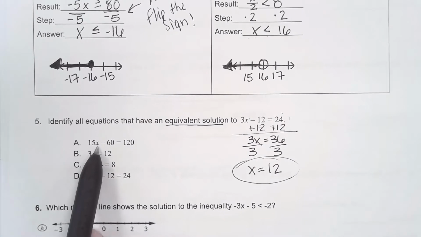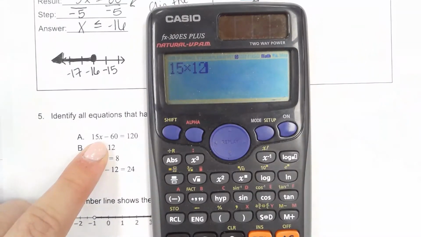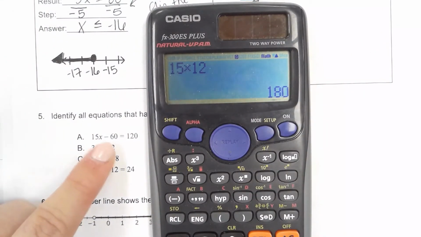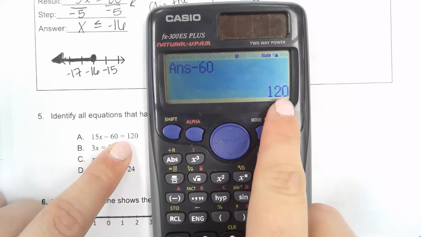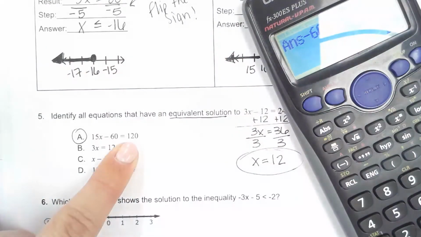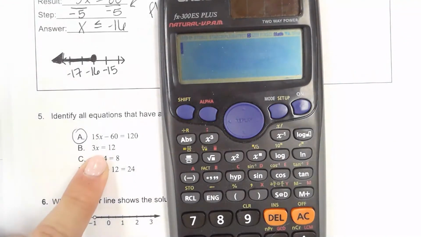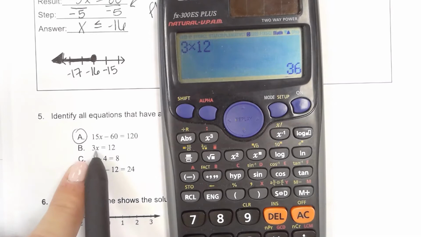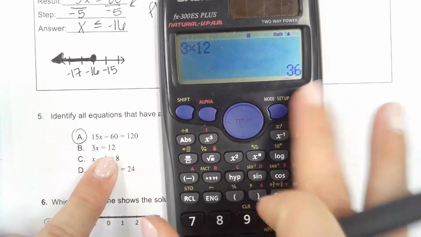For example, if I plug in 12 for x here, I can just take 15 times 12, that's 180, minus the 60, and notice how I got 120, which is what they wanted. So that means 12 was a solution to that equation. Let's try this one, 3 times x. If we want it to equal 12, take 3 times 12, which is 36. Does 36 equal 12? Nope, so it's not B.